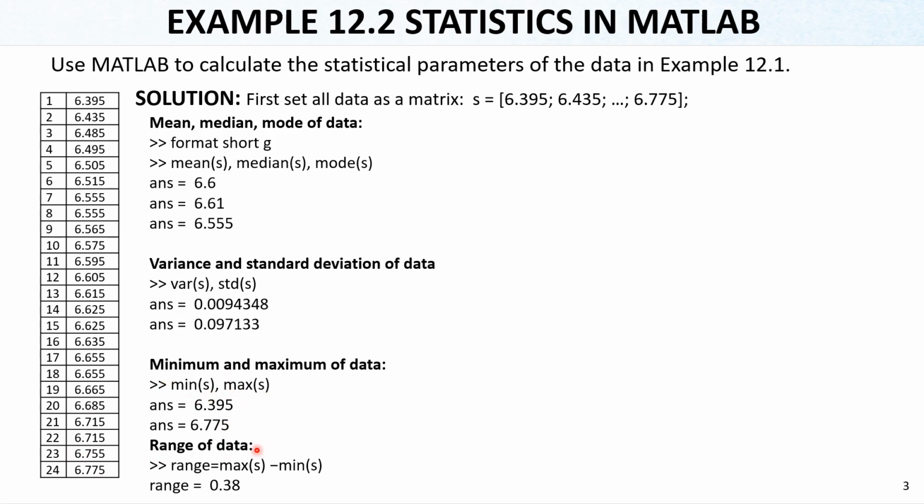And the range of data. The range basically is the difference between max and min. So this can be important if we are especially dealing with uniform distribution. The range is 38.38.